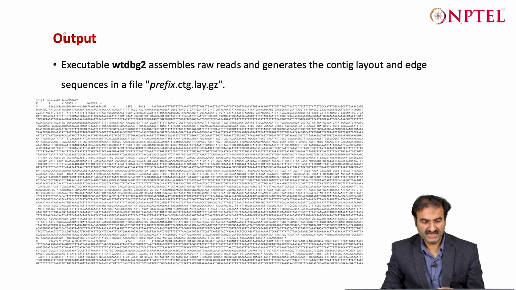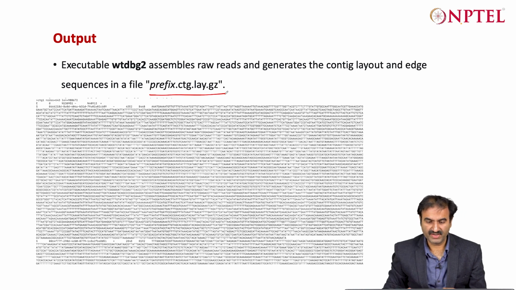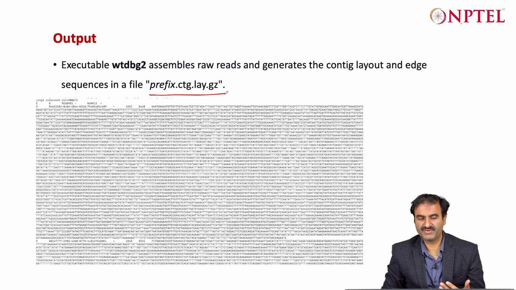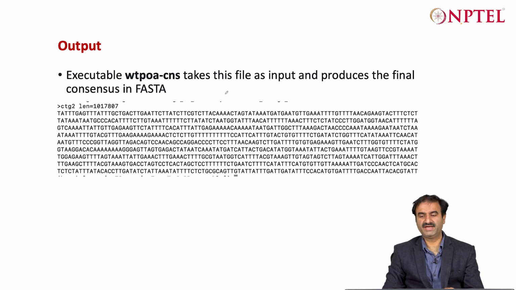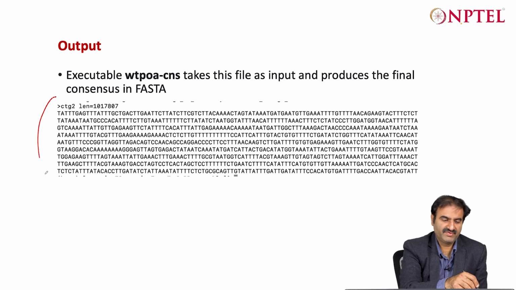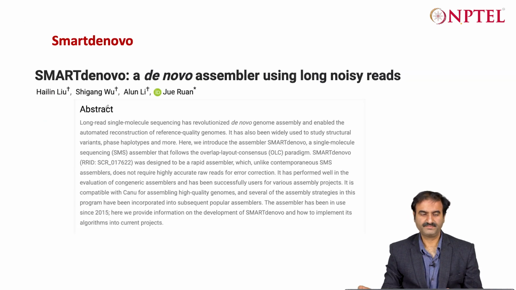So this is the output of the first step, the ctglay.gz file, which has more information about the raw reads and the contig layout and edges it formed in the first step. And in the second step, it created the contigs or the final consensus FASTA file, which is contig of this length, about 1 MB or more. So this is the final contig file.